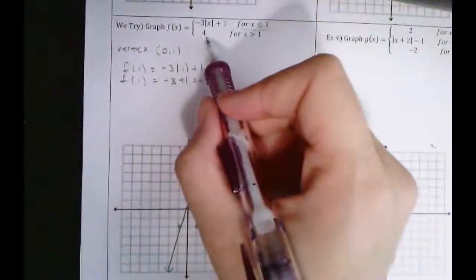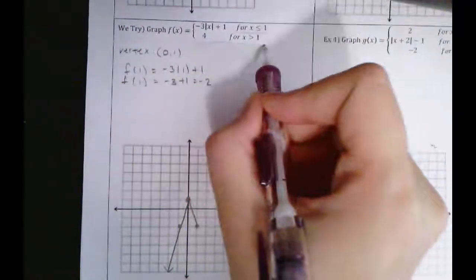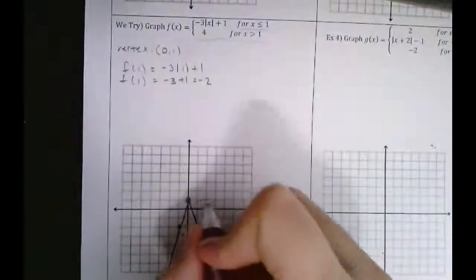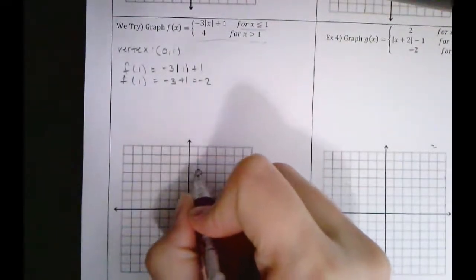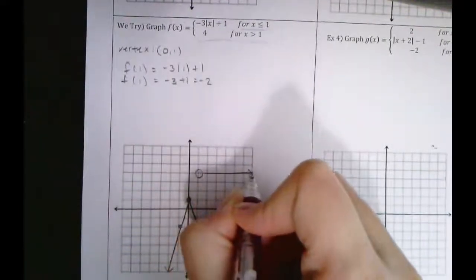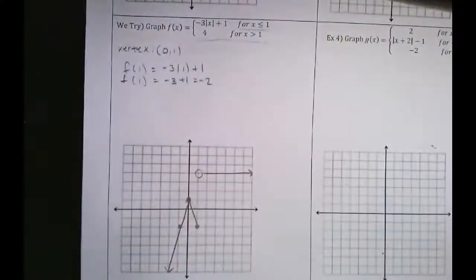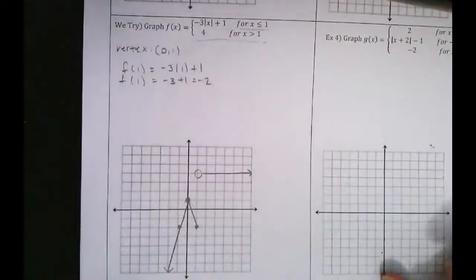Then the second piece of the piecewise function is a constant function. So you're just going to go up to 4 in the y, and you're going to graph the constant function for x greater than 1.